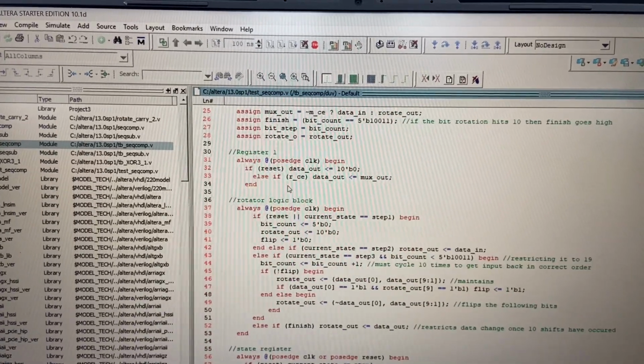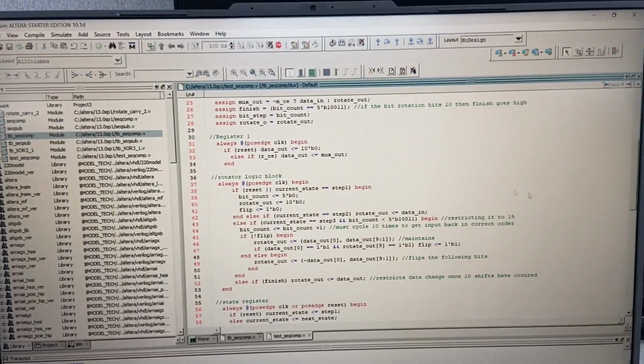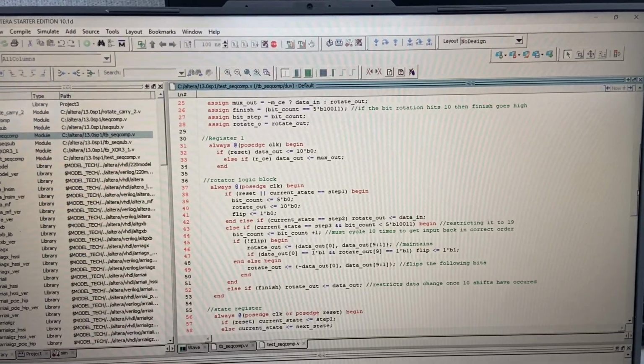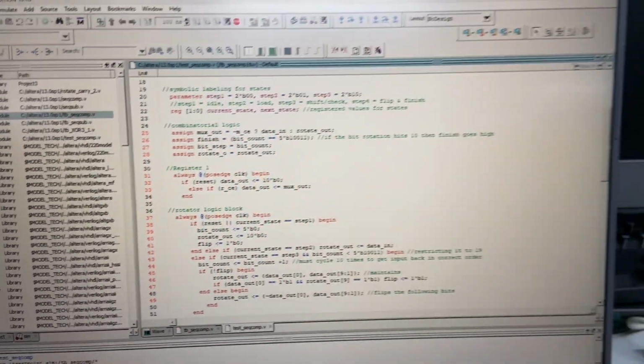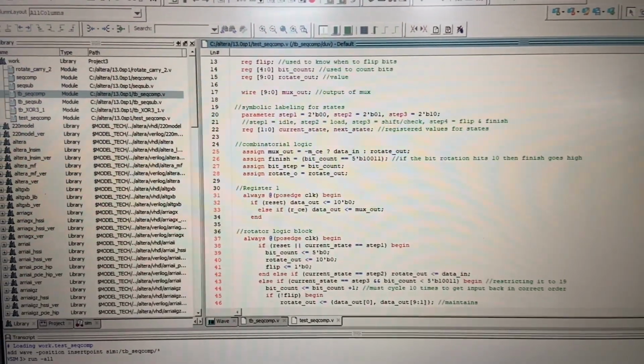We have our control enables for, hold on, give me a sec. Control enables for our, goodness, I'm struggling here.